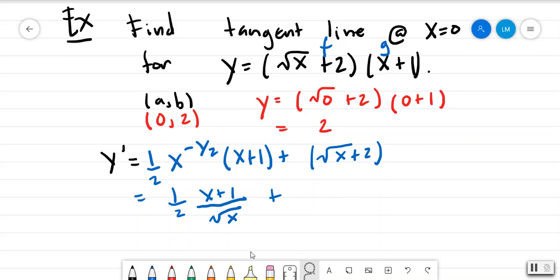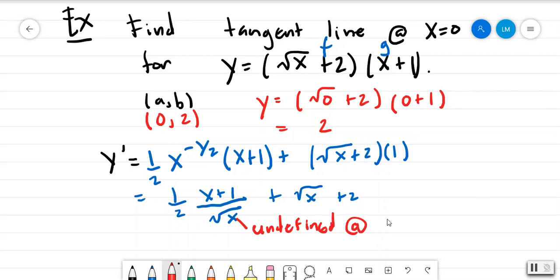Okay, so this should be 1 right here. Okay, so this is going to be the square root of x plus 2. Now there's a problem here. That problem is that if you plug in 0 into this equation, it's actually going to be undefined. So we have undefined at x equals 0. So what that means is that there is no tangent line, unfortunately.